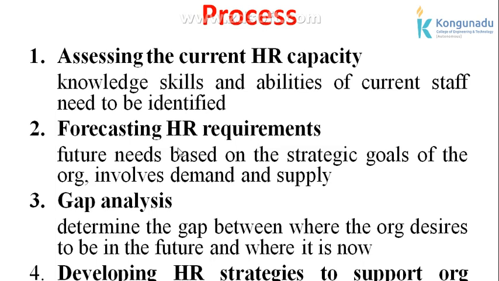One is how many staff will be needed to achieve the strategic goals of the organization. Next one is what jobs will need to be filled. What skill set will people need? While forecasting requirements for human resources, the challenges are also assessed for the staff requirement based on the external environment, and future needs based on the strategic goals of the organization. It involves demand and supply.